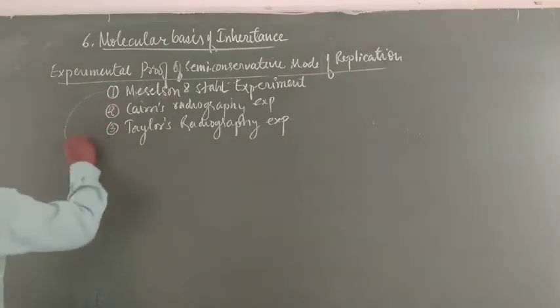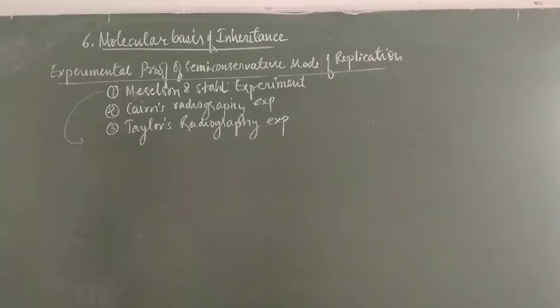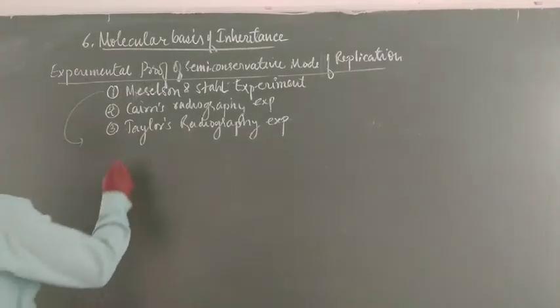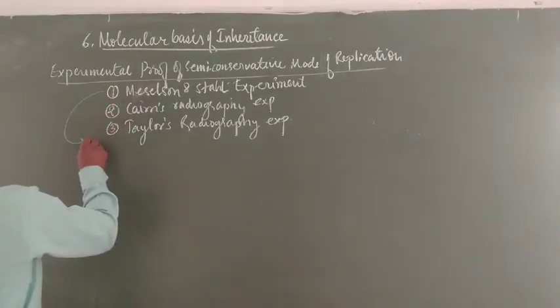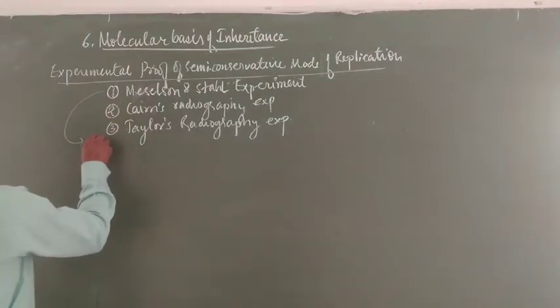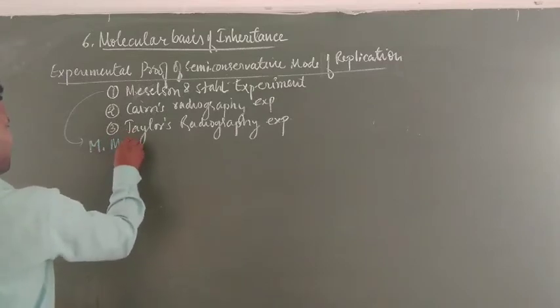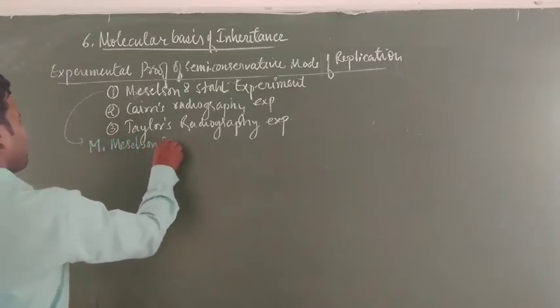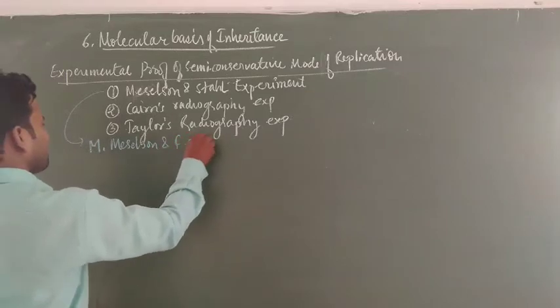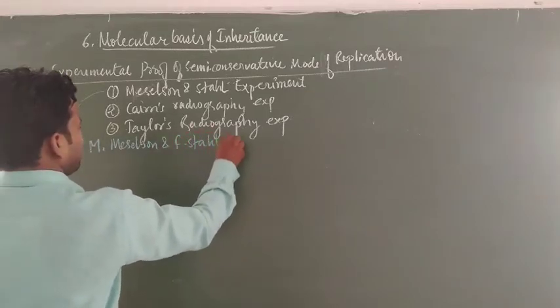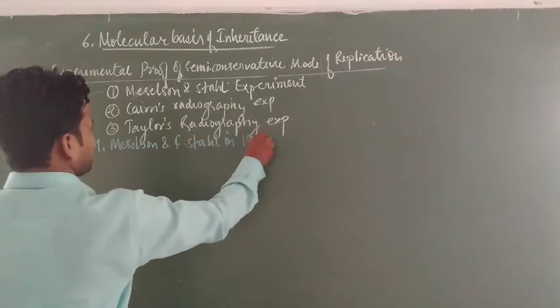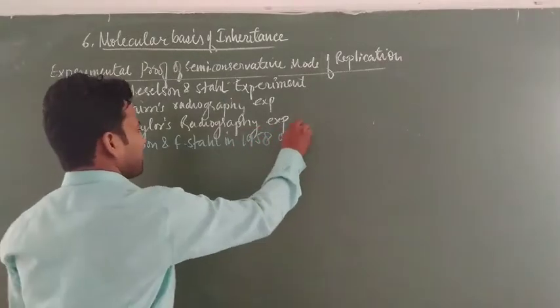Now the first heading is the Meselson and Stahl experiment. The Meselson and Stahl experiment was performed by Matthew Meselson and Franklin Stahl in 1958 on E. coli.